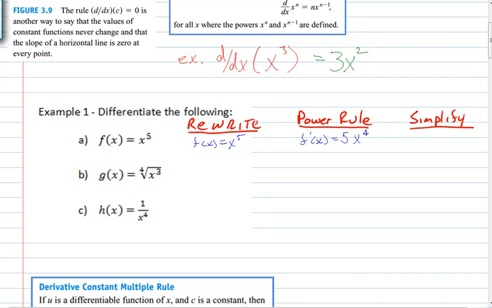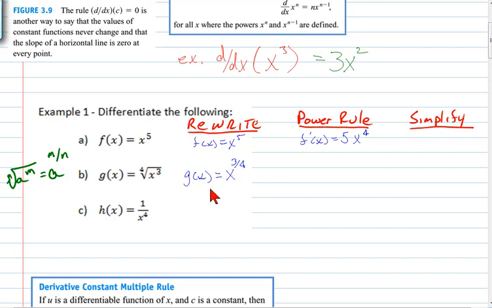It's already done. G of x, when I rewrite this, remember when you have a radical there, you rewrite this as a rational exponent. This is going to be x to the 3/4 power. Do y'all remember that rule? Let me remind you. If you have the nth root of a to the m, that's equivalent to a to the m over n. The numerator is the power, the denominator is the root on a rational exponent.